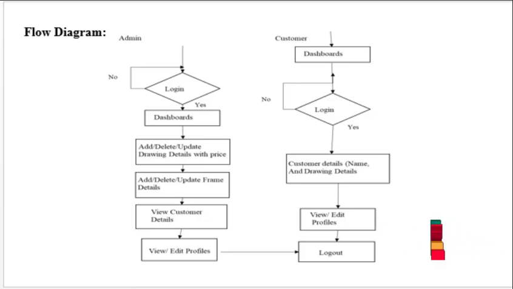The next module is customer. The user can view the drawing images added by the admin, like drawing images and title with the price. The user has to register and login before ordering drawings. The user can enter their details for registration and login with the username and password. After that, the user can order their needed drawing and frame with customization. And also the customer can leave the page after the process is completed.